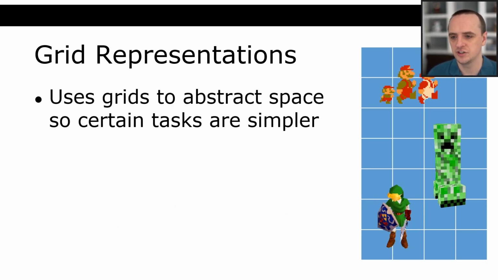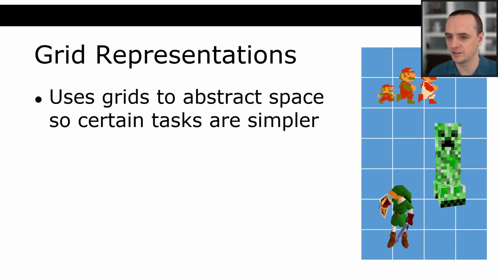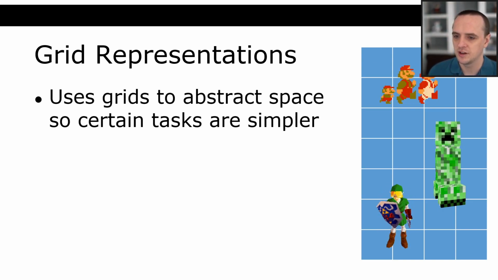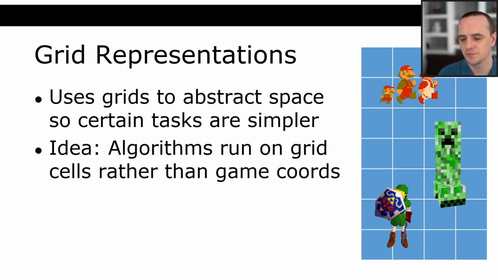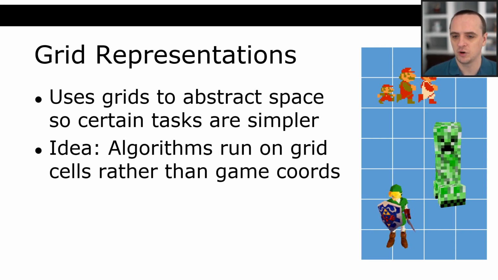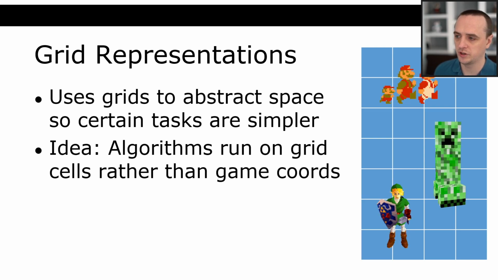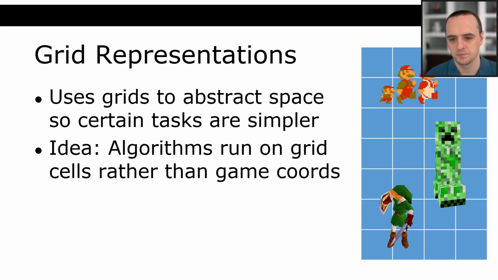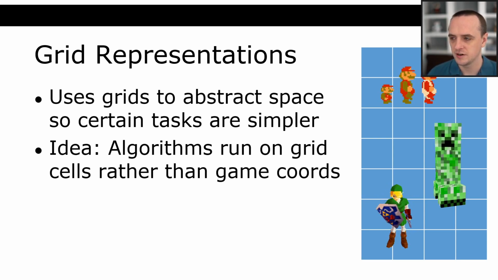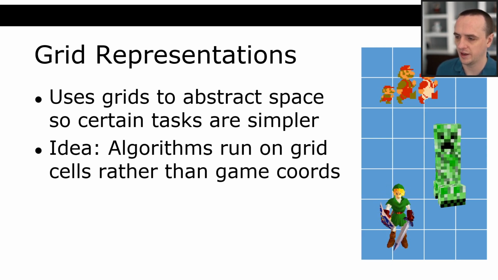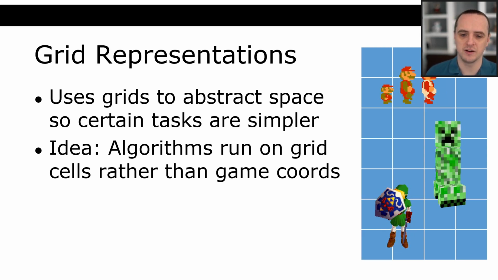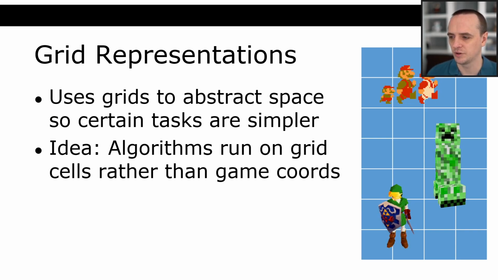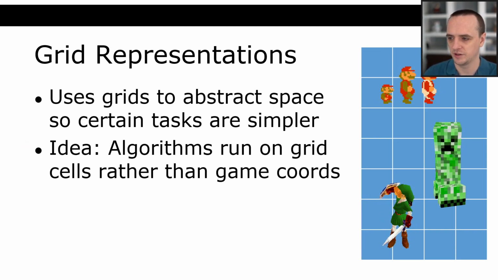Grid representations use grids, or 2D arrays, essentially, to abstract the space so that certain tasks are simpler for our algorithms. The idea is that we're going to have some algorithms that are going to run instead of in the actual game coordinates. So this algorithm that we choose may have initially had to run on arbitrary precision. Now we're going to run on a grid instead. Usually we'll find that running on a grid is a little bit simpler than running on arbitrary space.